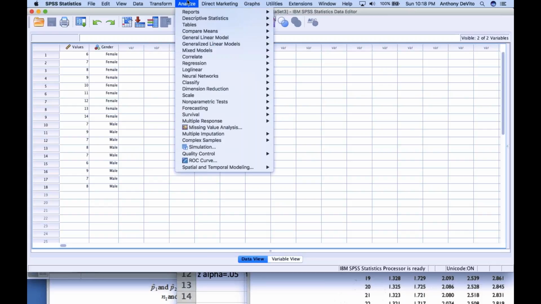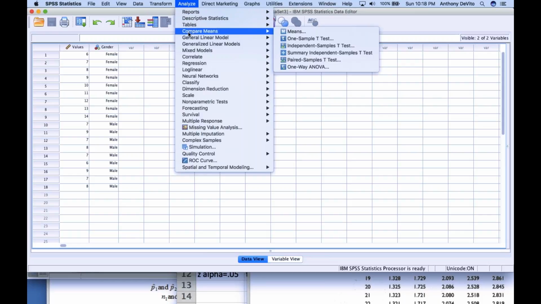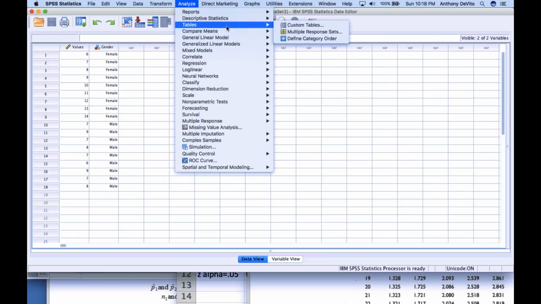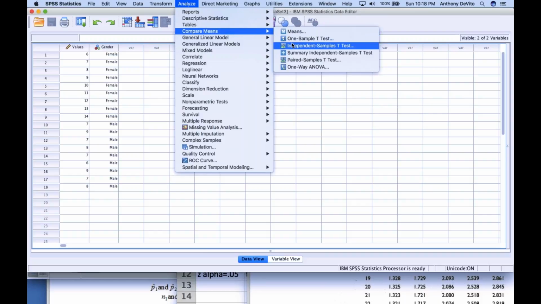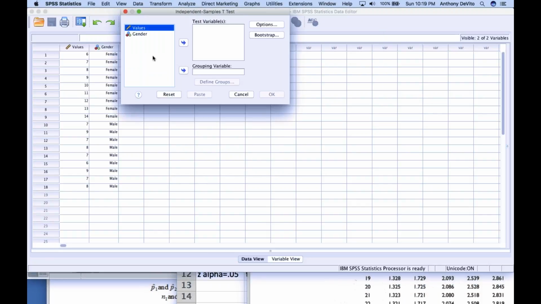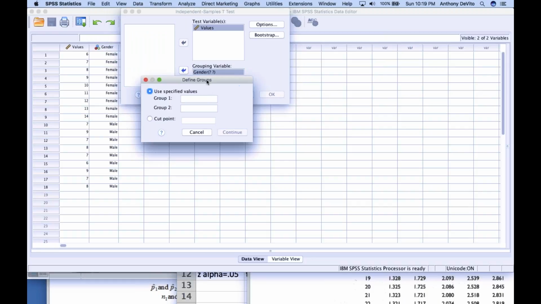So I'm going to analyze descriptive statistics. Again, two samples. Compare means, rather. It's independent samples because there's two samples. Okay, and I'm going to compare the two of them. I'm going to move values into there, gender into here. Again, I have to define the groups, 1 and 2.